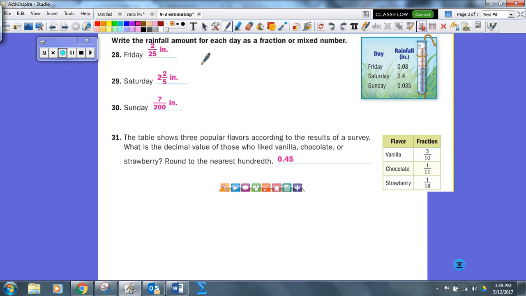The rest of the answers are here. I'm just converting these into fractions or decimals. And on 31, it says what decimal value of those who like vanilla, chocolate, or strawberry. So I add these all together and then make it a decimal. If you have other questions on these, I can go over that in class on Monday.